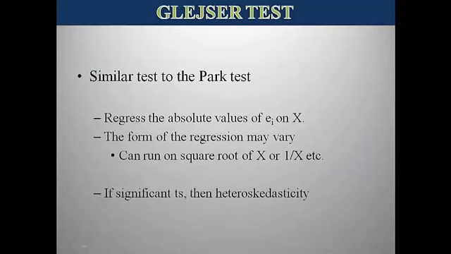The second test in our heteroskedasticity testing lot is Glejser test. This test is quite similar to Park test, but in this test we use the absolute values of residuals rather than its residuals square. So the form of regression may be different from the Park test, maybe because in this test we can use square root of x or 1 upon x. The method is same, if the t values are significant, the same as in Park test, so we can conclude that the data is plagued with heteroskedasticity.